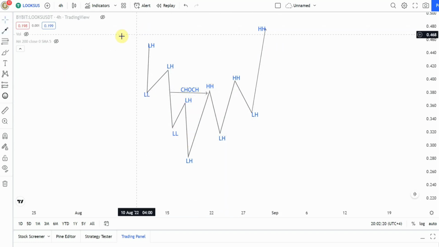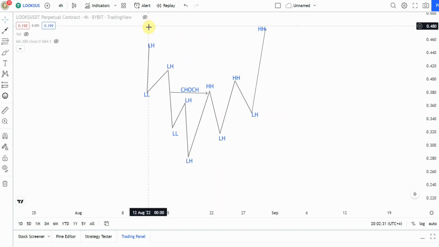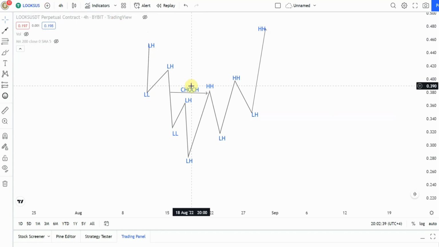Or you can use the 200 moving average. When the 200 moving average is below the price, then you know that the market is bullish. But when the 200 moving average is above the price, then you know that the market is bearish, and you look for bullish or bearish order blocks.